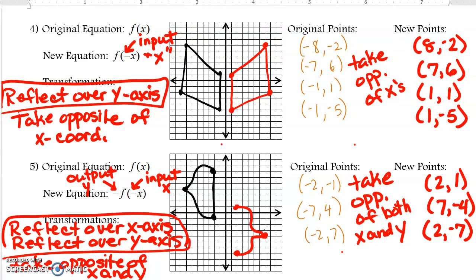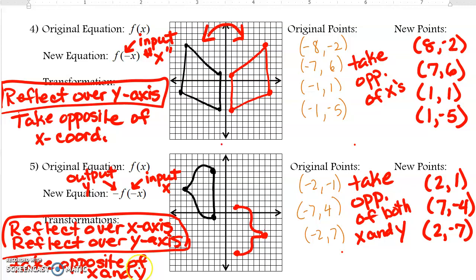All right, welcome back again. Let's take a quick look at these. Up on the top in number 4 here, you have the negative on the inside. That's telling you an input change, and you are going to take the opposite of your x's. So make sure you said that every x coordinate was changing and being the opposite, which means you are going to reflect right to left over your y-axis. To change the x coordinate, you have to go over the y-axis.